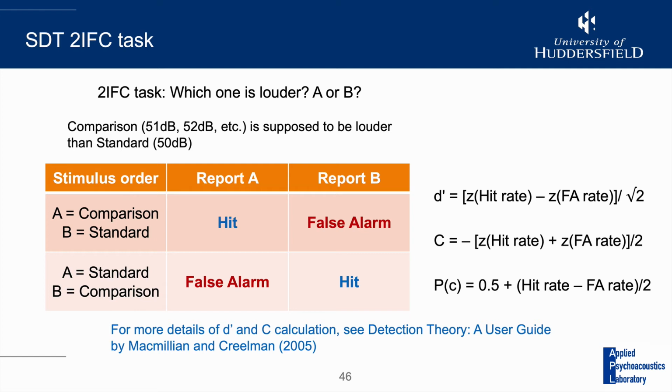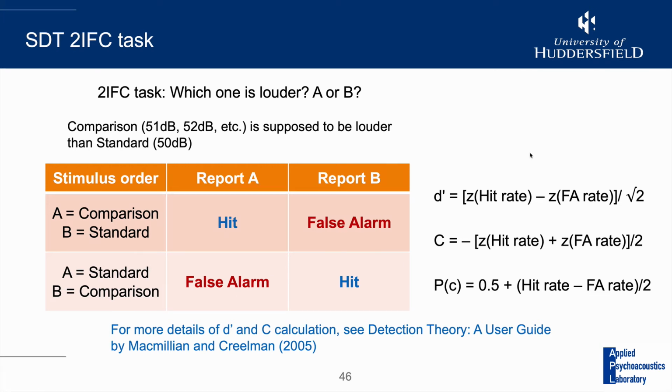Since a comparison stimulus is always supposed to be louder than the standard stimulus, we can say it's a hit if the subject answers A when A is the comparison and B is the standard. But when A is the standard and B is the comparison, and the subject reports A, then we can consider it as a false alarm, because the standard has a lower SPL than the comparison, but the standard is still reported to be the louder stimulus, so it's a false alarm.